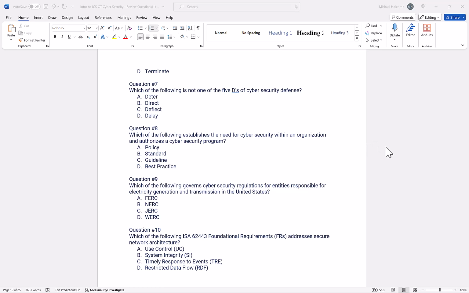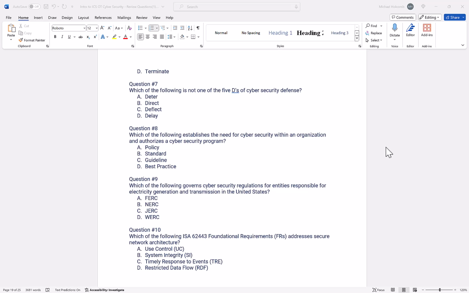Question 9, which of the following governs cybersecurity regulations for entities responsible for electricity generation and transmission in the United States? Power generation and transmission in the US and Canada is all run through NERC, B. And then question 10, which of the following ISA 62443 foundational requirements addresses secure network architecture? And so I think there's 7 foundational requirements, if I remember right. This is where I'm going against another one. I can see the slide in my mind. I think I have it right.